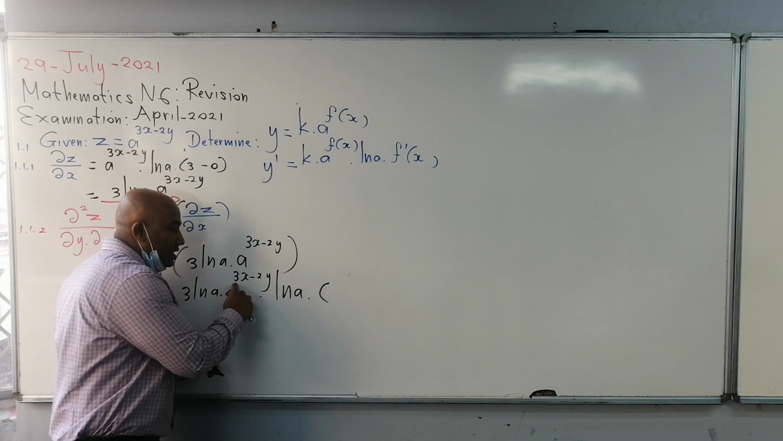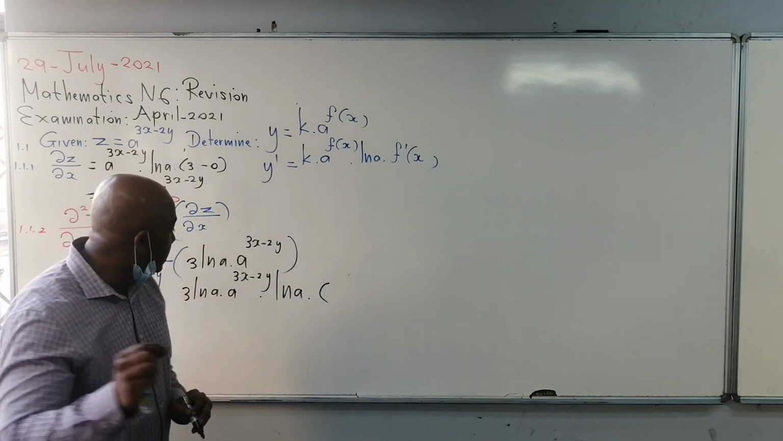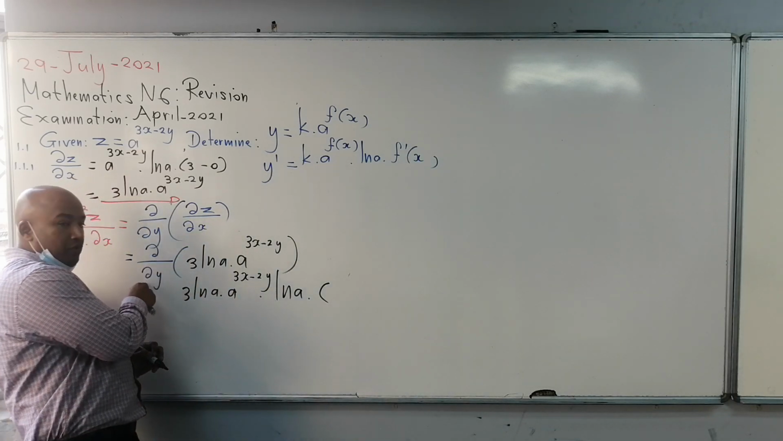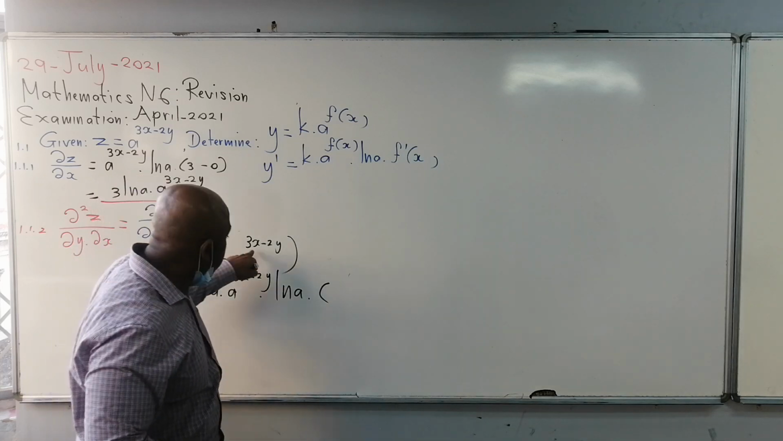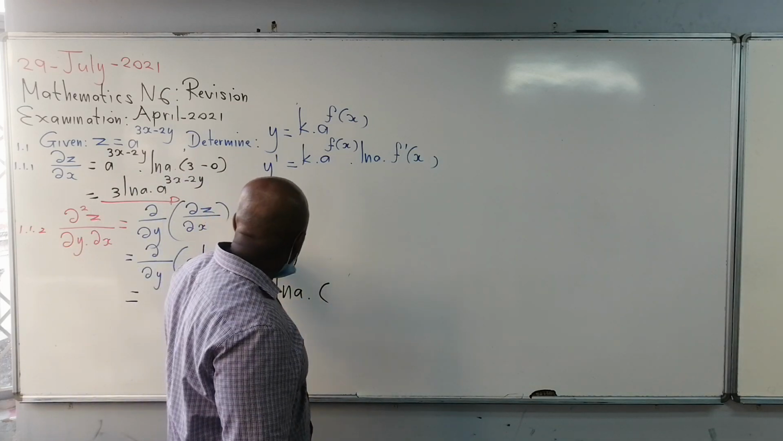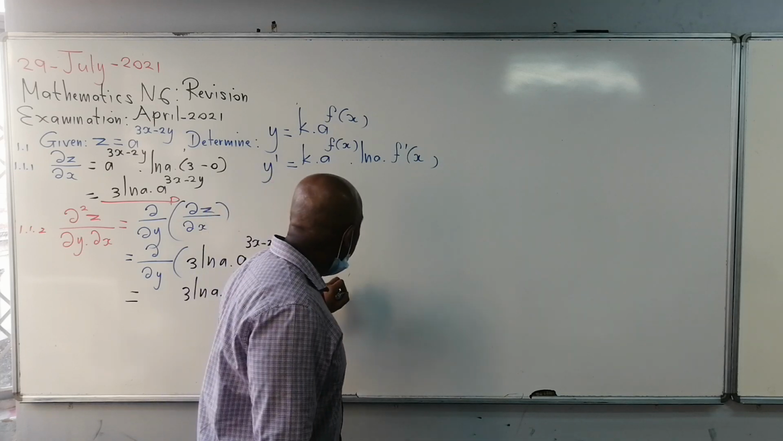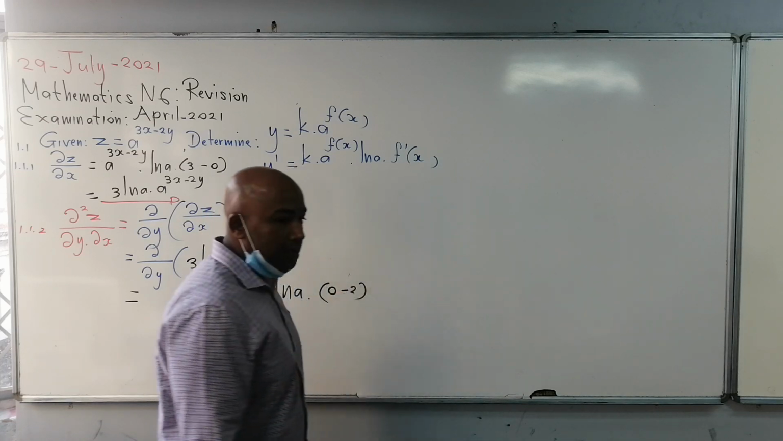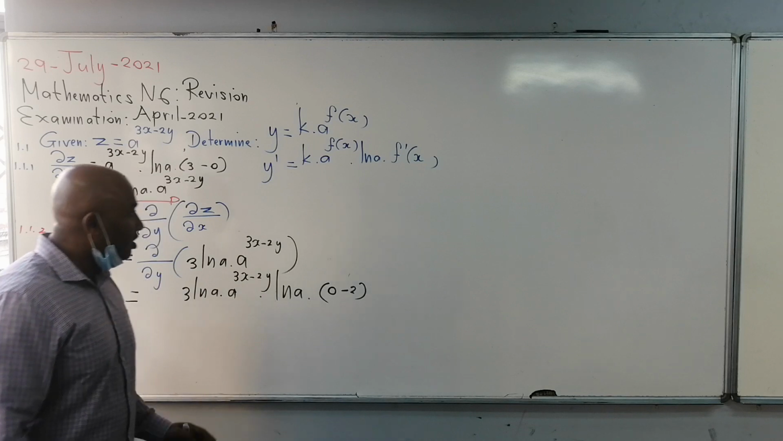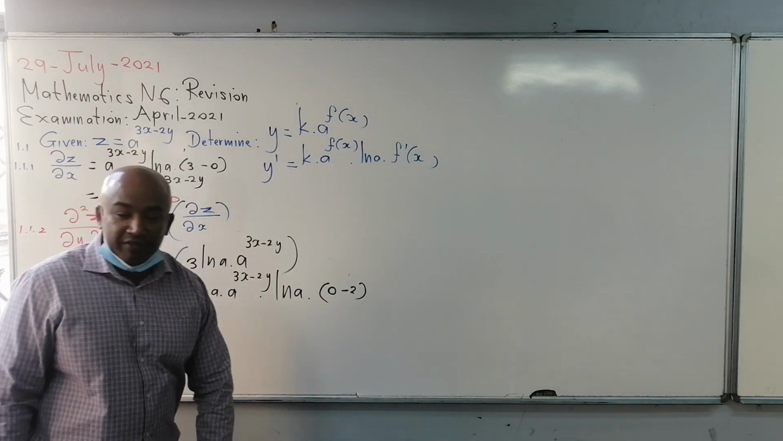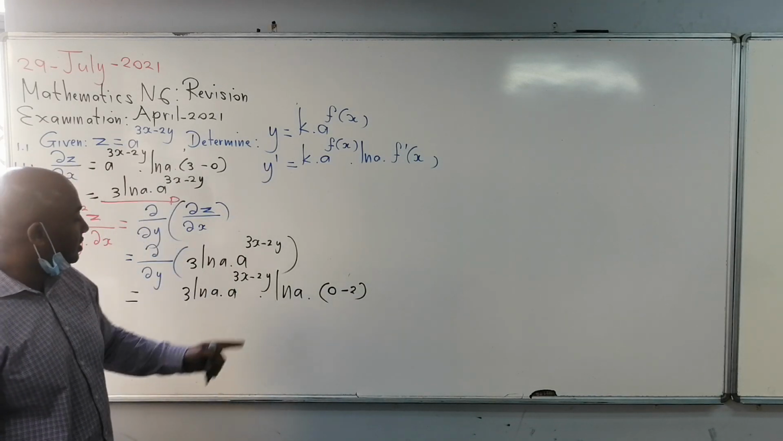Now we are differentiating 3x minus 2y partially with respect to y. I will treat x as a constant. That means the derivative of 3x is 0. The derivative of minus 2y will be minus 2. Simple. But obviously you must know your rules from N5. Do not rely on the formula sheet for differentiation.